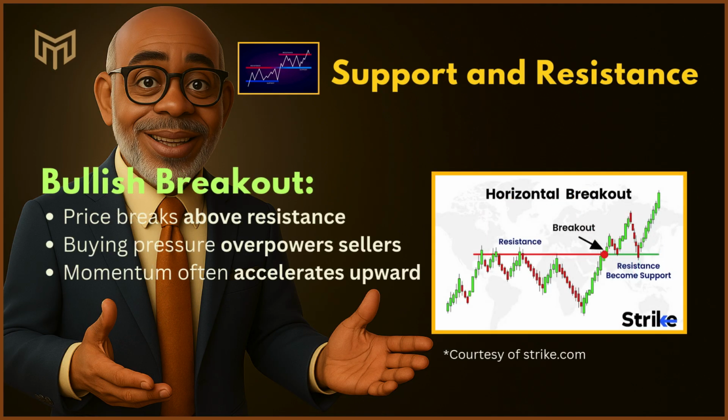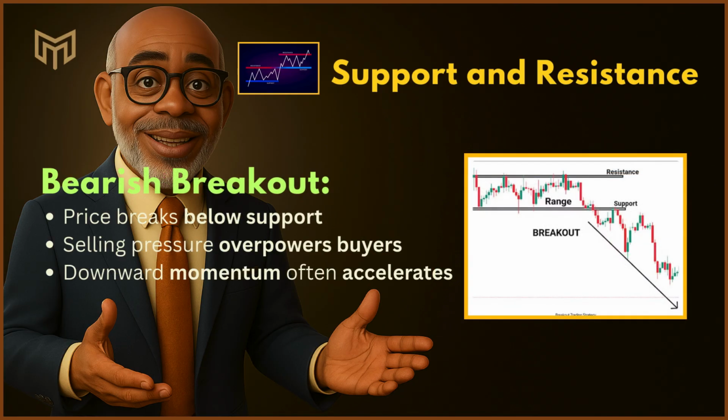A bullish breakout happens when price breaks above a resistance level. This tells us buyers have gained control and sellers are no longer able to hold price down. When this occurs, momentum often accelerates, and traders look for continuation to the upside. A bearish breakout occurs when price breaks below a support level. This signals that sellers are now in control and buyers are no longer able to hold price up. When this happens, traders often sell, expecting price to continue moving lower.